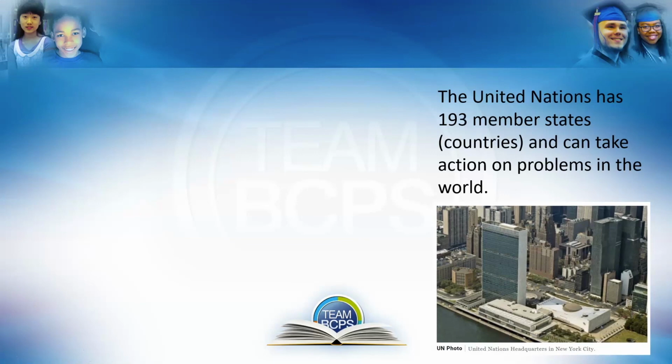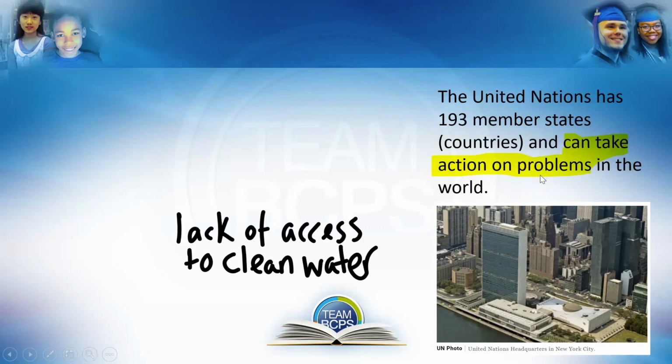So, at the beginning of this lesson, we learned that the United Nations has 193 member states and can take action on problems in the world. So, if it can take action on problems, it can find a solution. And what do we want the United Nations to find a solution to? Lack of access to clean water. So let's look at how we can end our message in our letter.